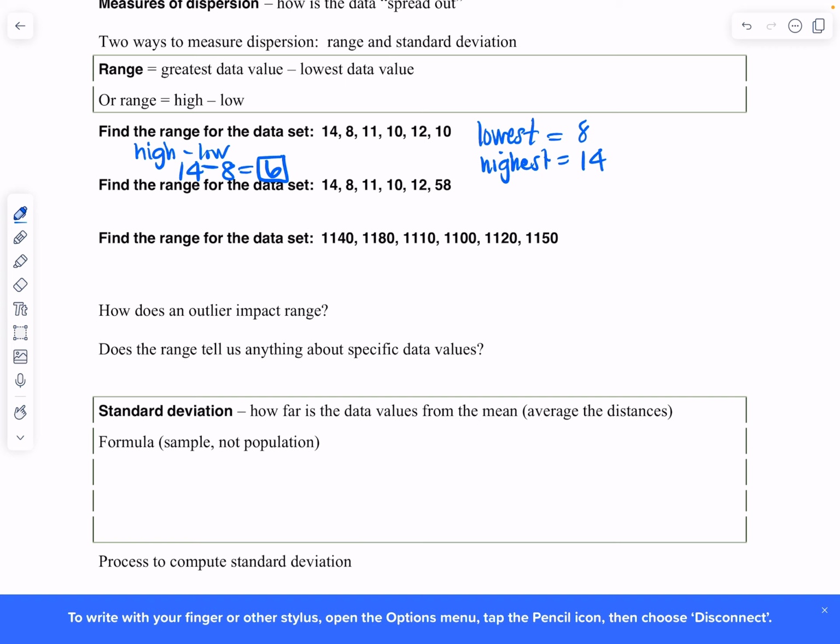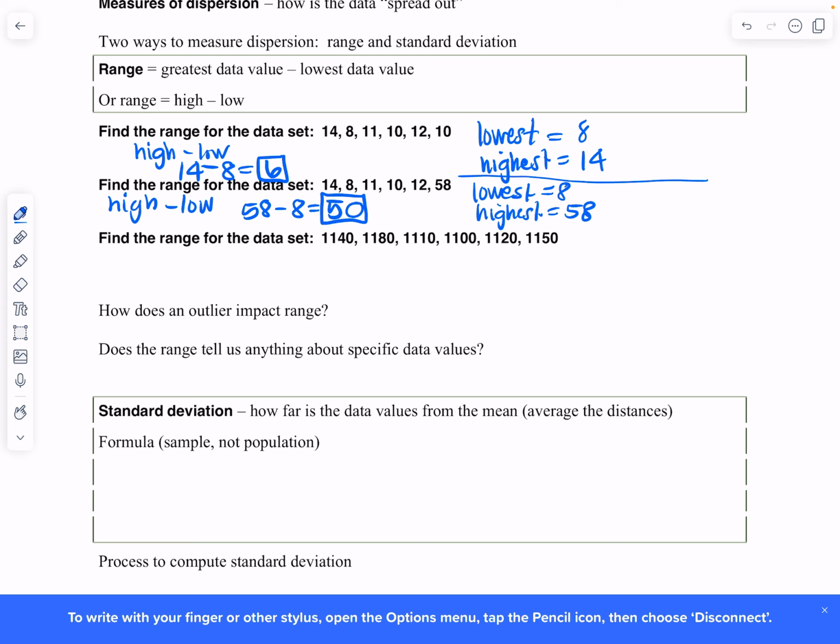Now find the range of the data 14, 8, 11, 10, 12, and 58. So the lowest one is still 8. And the highest one is not 14 anymore, it's 58. So again, I'm going to do high minus low. So high is 58, and I'm going to subtract 8 from that. So this time around, the range is 50. Okay, so let's go ahead and look at this next one.